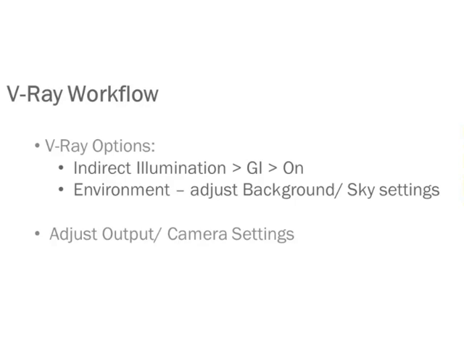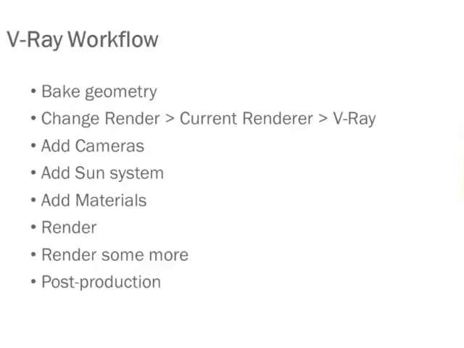Okay, so VRay. Assuming you have VRay turned on, I'm actually a little bit backwards here. Okay, first thing you got to do to use VRay is bake your geometry. This is assuming we're using Grasshopper, right? You can't render something that doesn't exist. And if you're in Grasshopper, you have to bake the stuff. Okay, that's pretty self-explanatory, but I'm putting it in there.